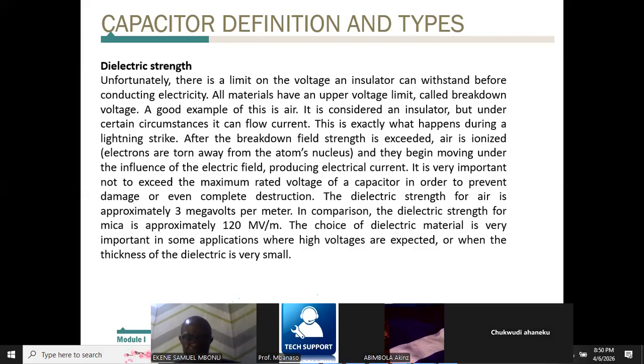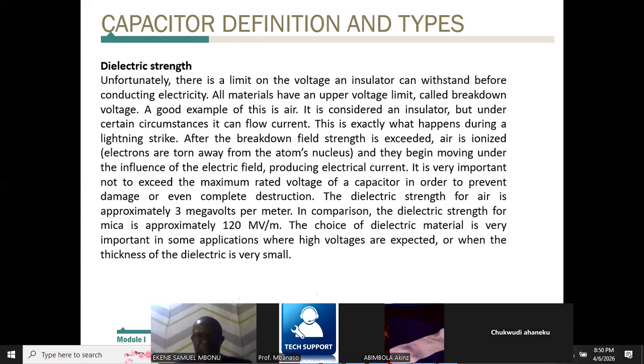After the breakdown field strength is exceeded, air is ionized, electrons are torn away from the atom's nucleus. Also, in high voltage transformers, you don't need to touch any wire for you to be electrocuted. If you go close to a high voltage transformer, literally, you will be drawn to the transformer. Why? The air has been turned to a conductor.